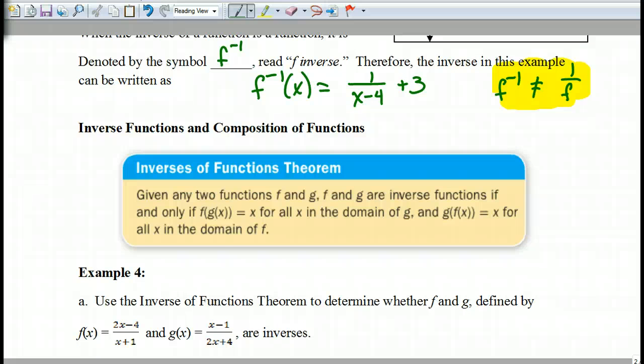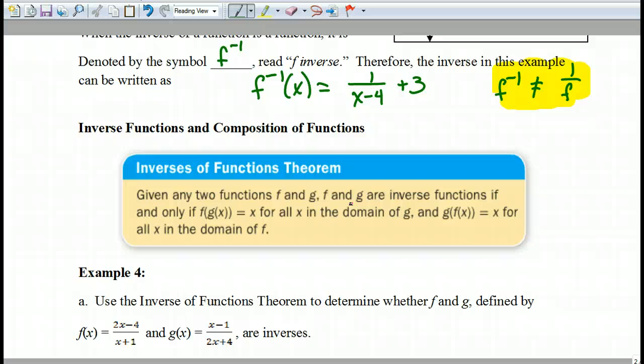All right, so now, here is the theorem of inverses of functions. It says, given any two functions, f and g are inverse functions if and only if f of g of x equals x for all x in the domain. So what it's saying is that I can check to see if two functions are inverses of each other by actually doing a composite function of it. And if the output is x, then they are inverses.